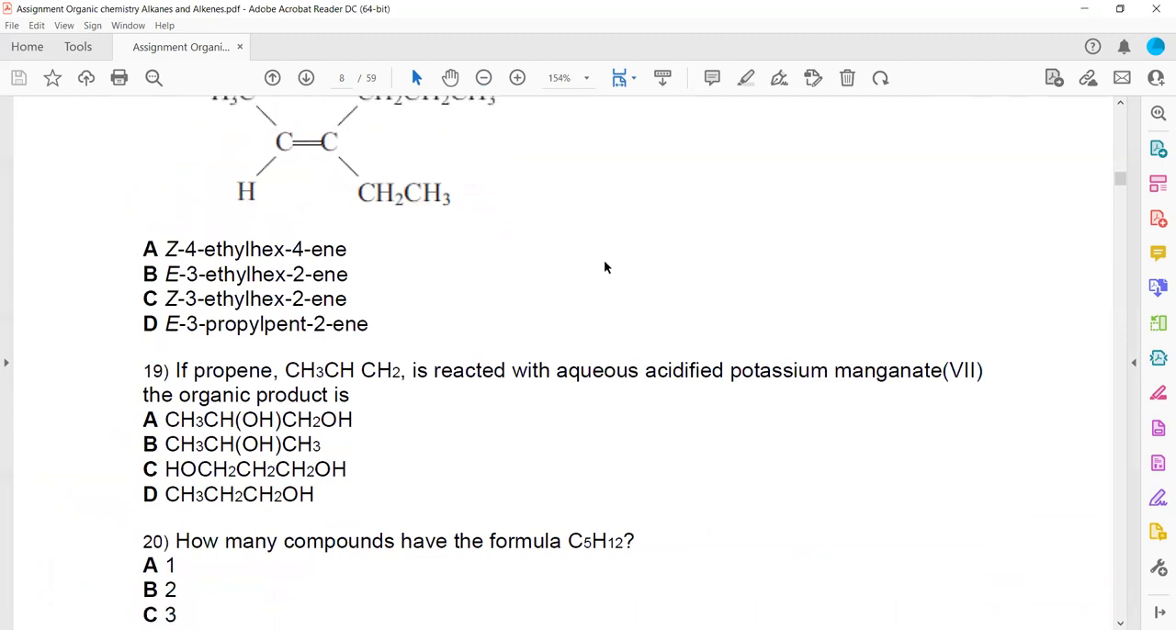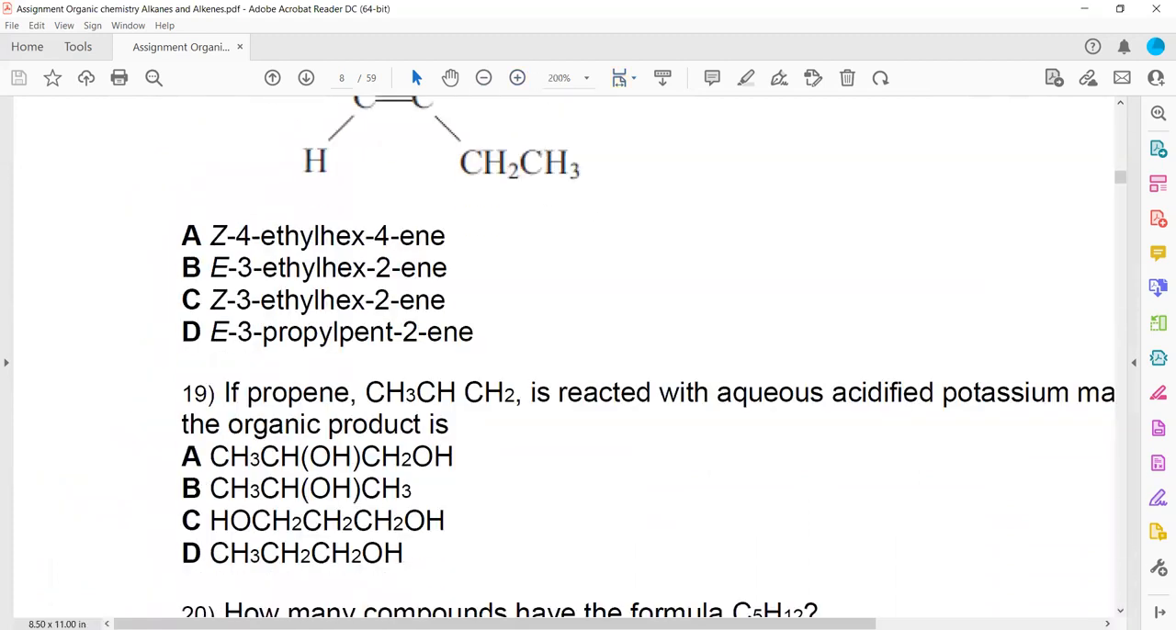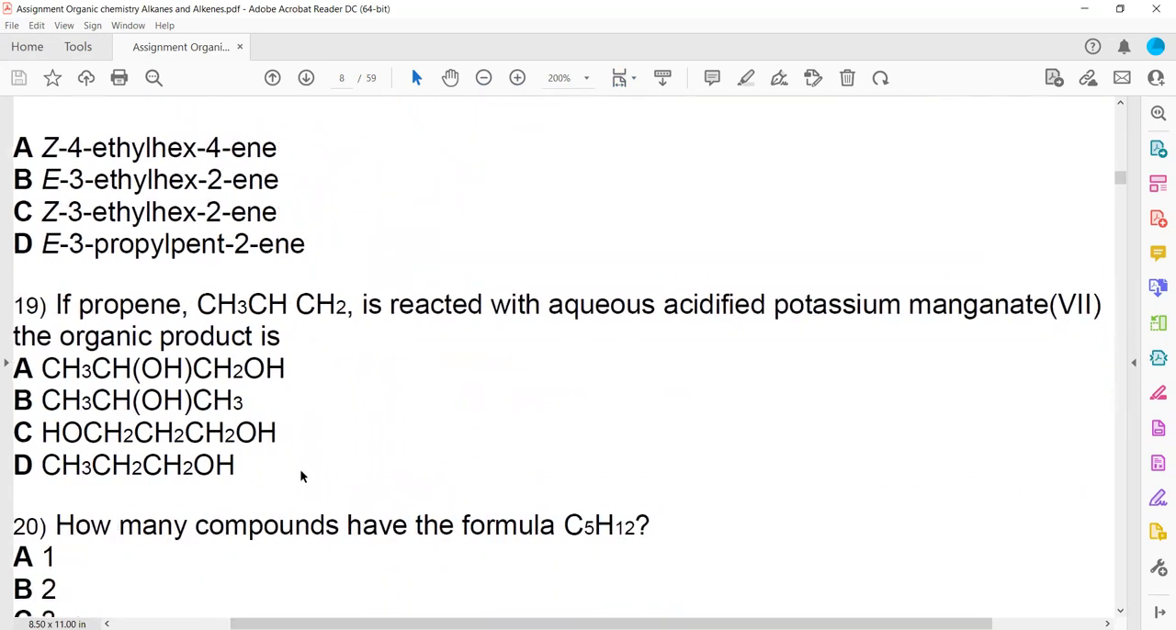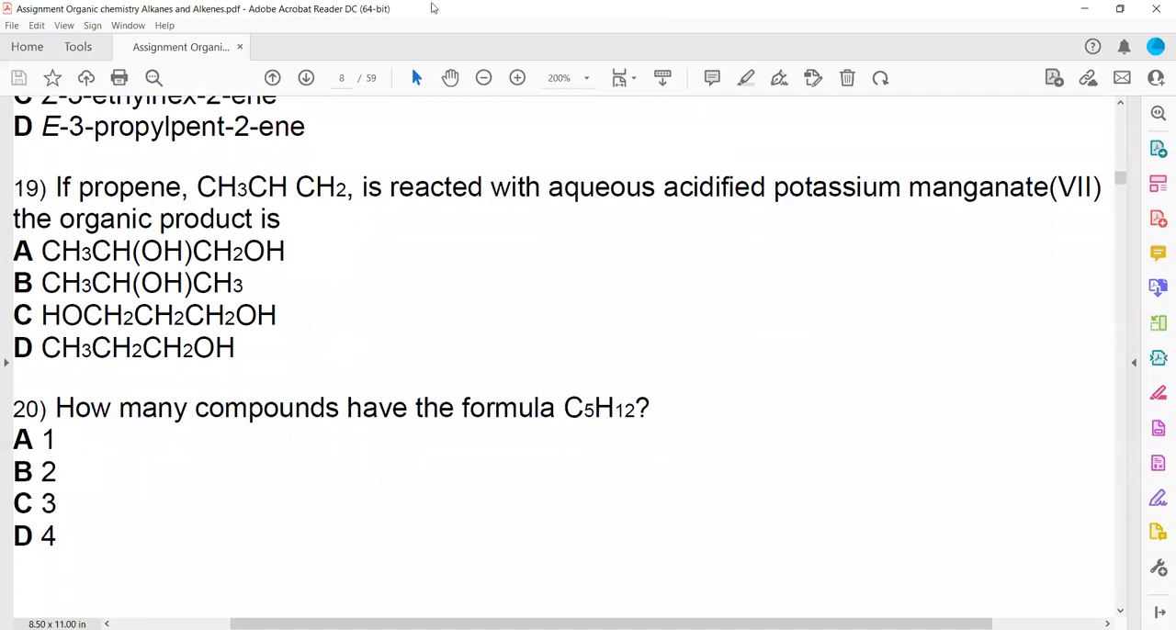If propene reacts with aqueous acidified potassium manganate, as a result, it will produce a diol. Diol means the double bond will break and both groups will be attached. So if propene is there, which is CH3CH double bond CH2, when it turns into a diol, it will be CH3, CH, OH, and then CH2 and OH.